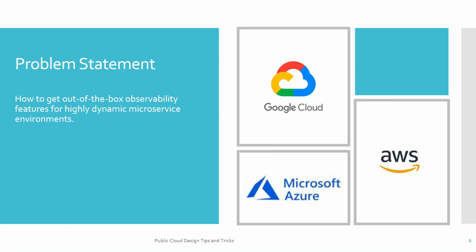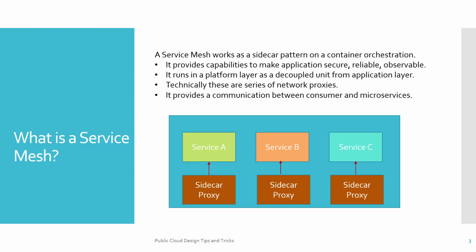Now, what is the problem statement here? The problem statement is how to get out of the box observability features for highly dynamic microservice environments. Now, what is a service mesh? A service mesh works always as a sidecar pattern on a container orchestration platform. What it does is provide capabilities to make the microservices or the application secure, reliable, and observable. It runs in a platform layer, as a decoupled unit from the real microservice or the application layer. Technically, these are nothing but network proxy components, okay? And it provides a communication channel between consumer and microservices.